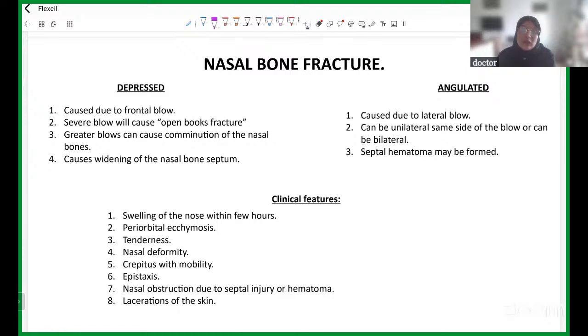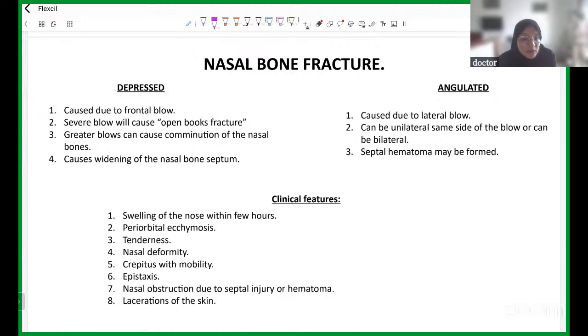So how do you divide the management? You divide the management into general management. If there is any soft tissue injury, you have to make sure you treat the soft tissue injury. If there is any bone injury, then you make sure you treat the bone injury. Okay. So when a patient with facial trauma comes to the hospital, after general management, of course, you have to rule out if it is a soft tissue injury or bone injury or both.